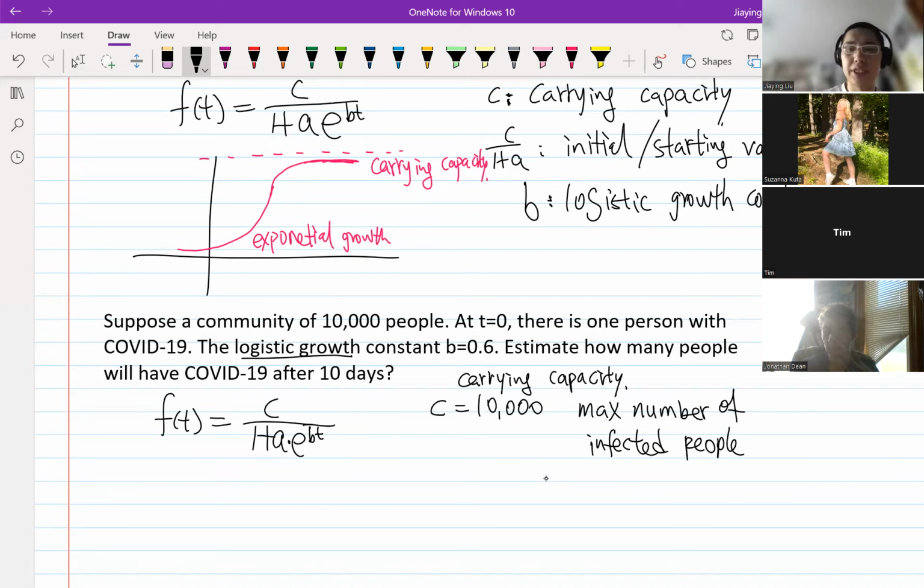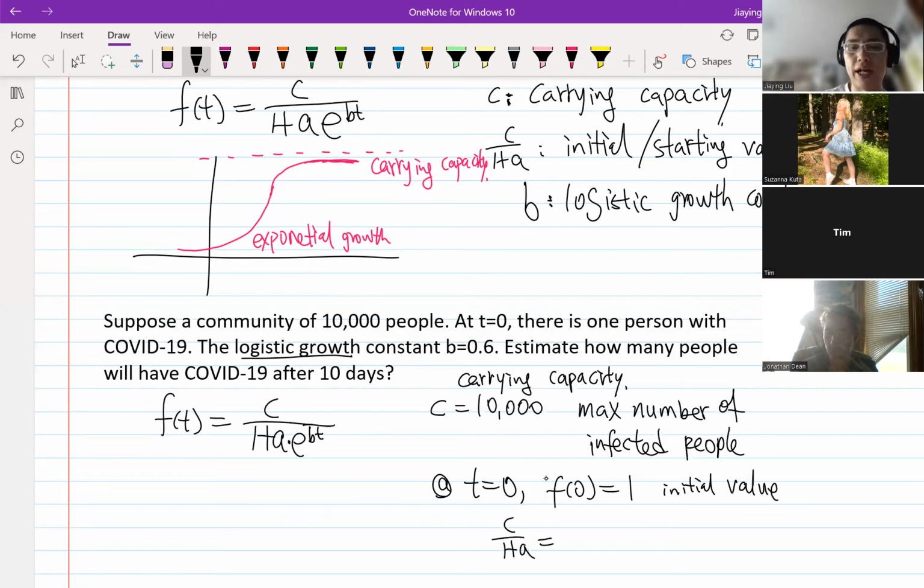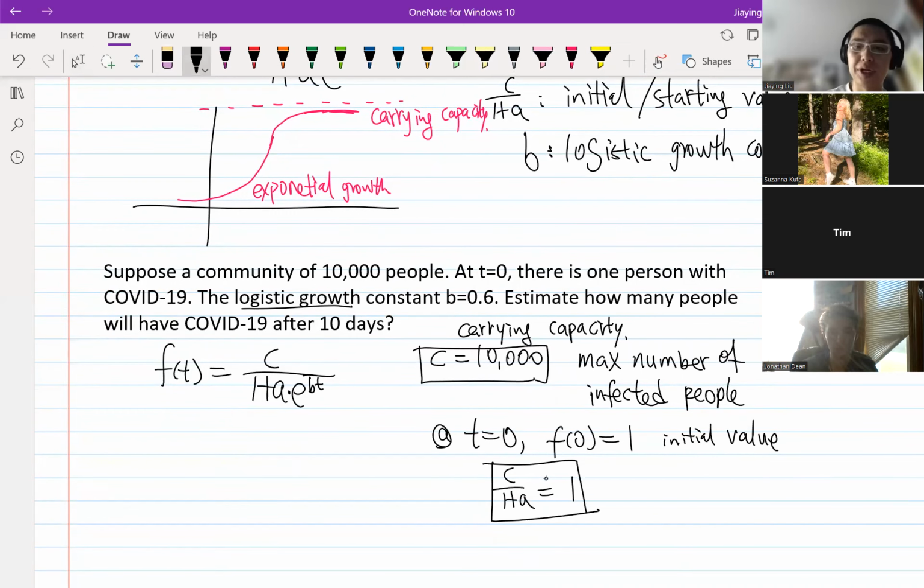Okay, and also it says at t equals 0, one person has COVID. So f of 0 equals 1, and we know that at t equals 0, whatever we get will be the initial value, right? Time equals 0, the quantity corresponding to the initial value. So this is the initial value. And we know earlier that C over 1 plus A is also the initial value. So in this case, C over 1 plus A must equal 1. And we know C, which is 10,000, so we can solve for A.